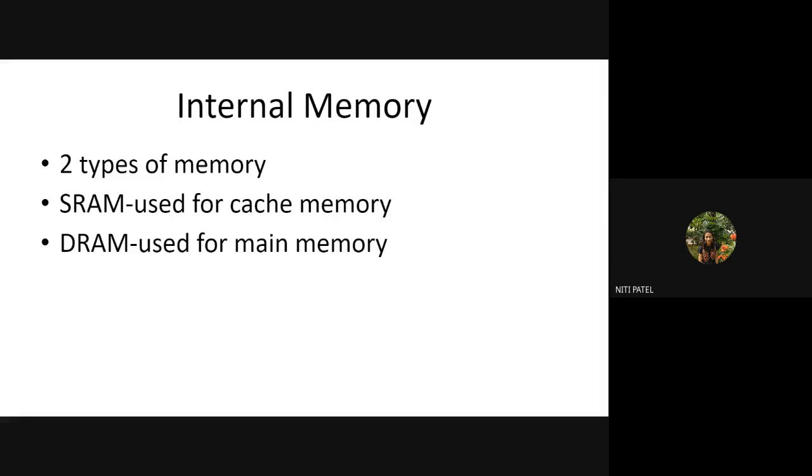So we have two types of internal memories inside the system. One is the SRAM and another is the DRAM. The primary memory of our system is basically divided into cache memory, which is inside the processor itself, and it is considered to be the fastest memory. Next, apart from that, a little bit more size is there in our primary memory, which is our RAM, which stands for random access memory.